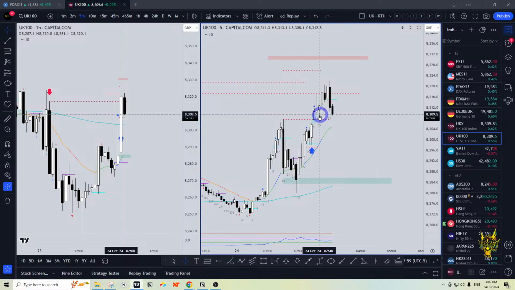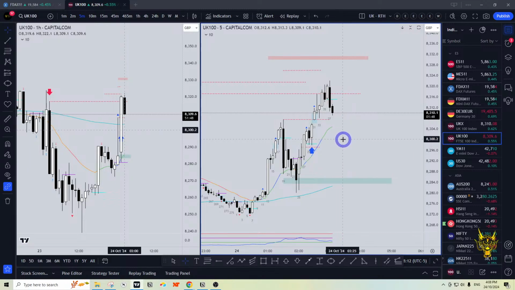So bears can break this high low, but this is the major one. This was the signal that broke everything out. So unless they can break this at 8,300, we're still long.